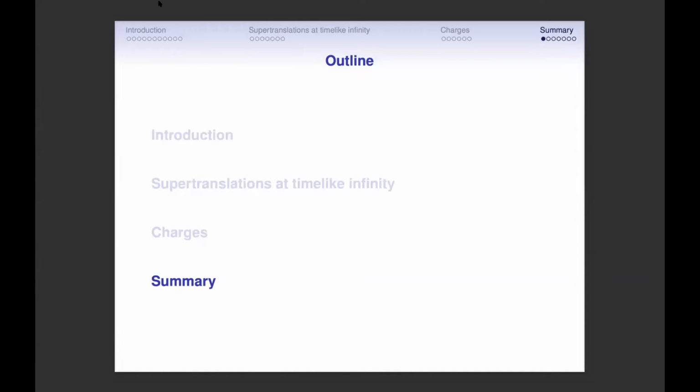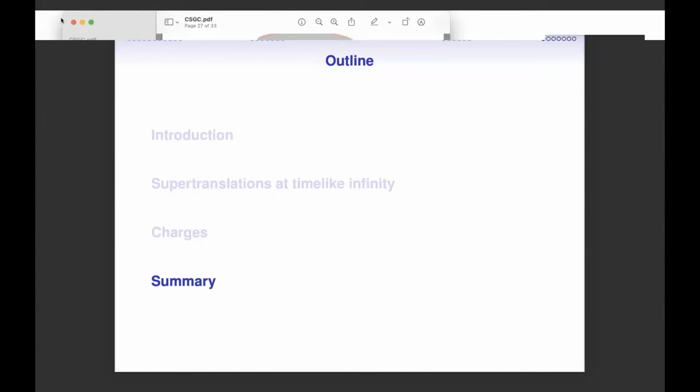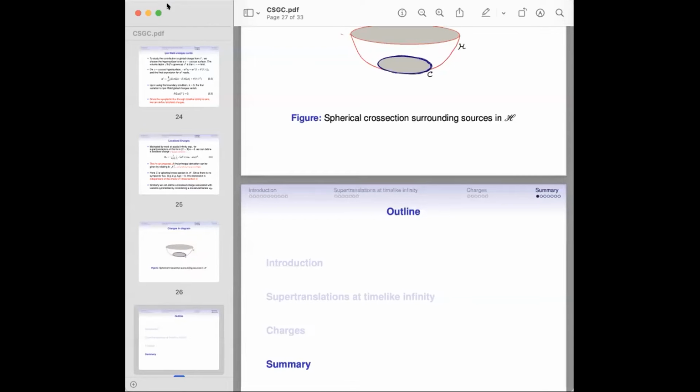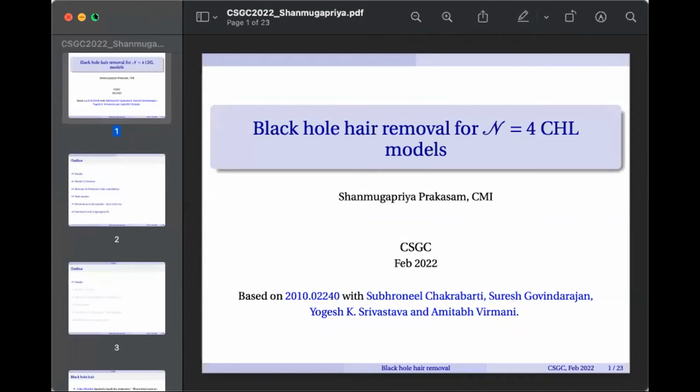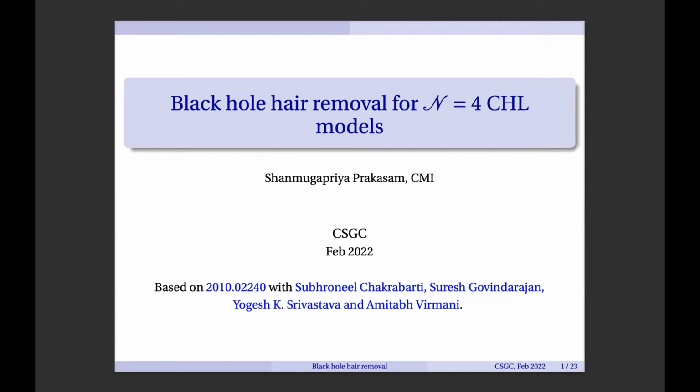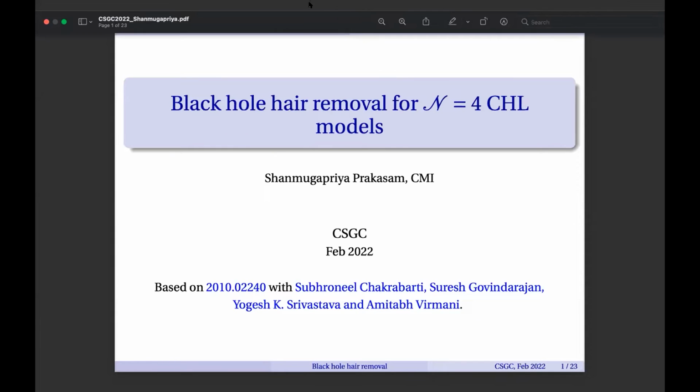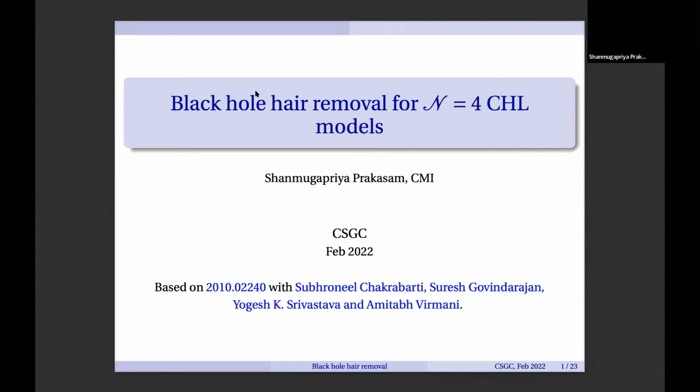Let's go on with the next talk. Next talk is by Shanmugapriya Prakasham, going to talk on black hole hair removal for N equal to 4 CHL model. Shanmugapriya, you have 12 plus 3 minutes. I will warn you 2 minutes before your time. Go on. Okay, yeah, thanks.